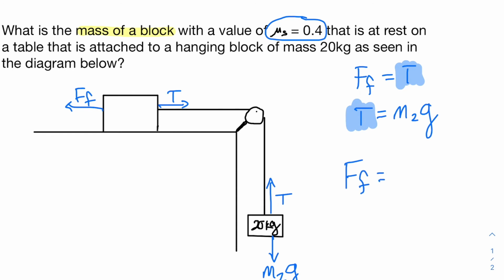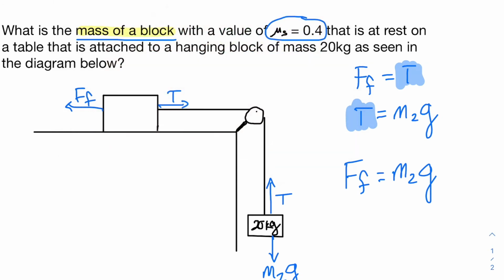But there's an extra step here. Force of friction will be equal to m2g, but they don't want the value of the force of friction in this case. They want something a little more specific. They want the mass of the block. So here, to find that mass of the block, we have to know a formula for force of friction.